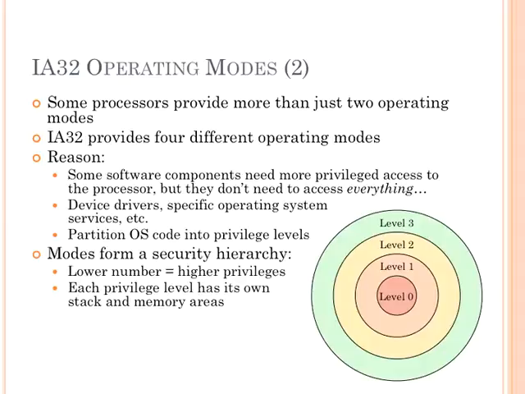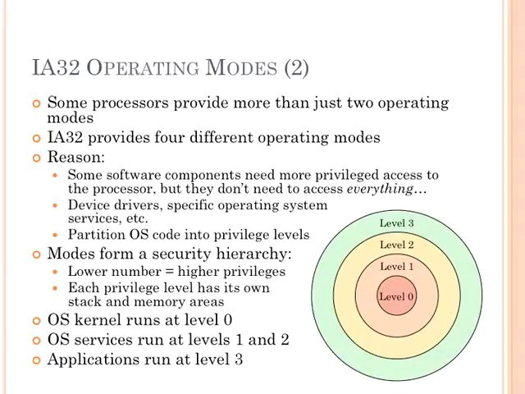Okay, so we partition the OS code into privilege levels, and these modes form a hierarchy. Level 0 all the way to level 3. Level 3 is where the application runs, typically, and level 0 is where the kernel lives. And you can see that they form sort of a ring. So you can do in level 0 everything that you can also do in level 1. Level 1 can do everything that's also in level 2, and so forth. So ring 0 can do everything. I like to call them rings as opposed to levels, but in the lecture I wrote it as levels. Okay, so the kernel runs in level 0, services can run at 1 and 2, and applications can run at 3.